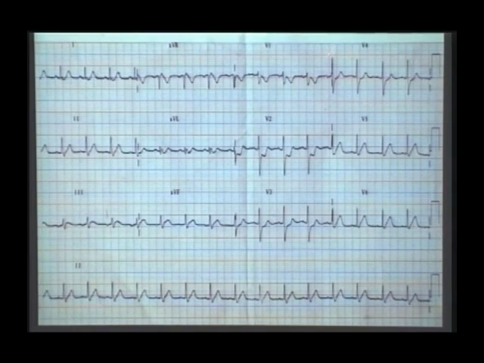Look at this ECG here. What is your diagnosis? What injury is this? Subendocardial injury. What treatment will you give? Heparin, aspirin. So this is what happens. So you see that V5, V6 and L2, L3, AVF.